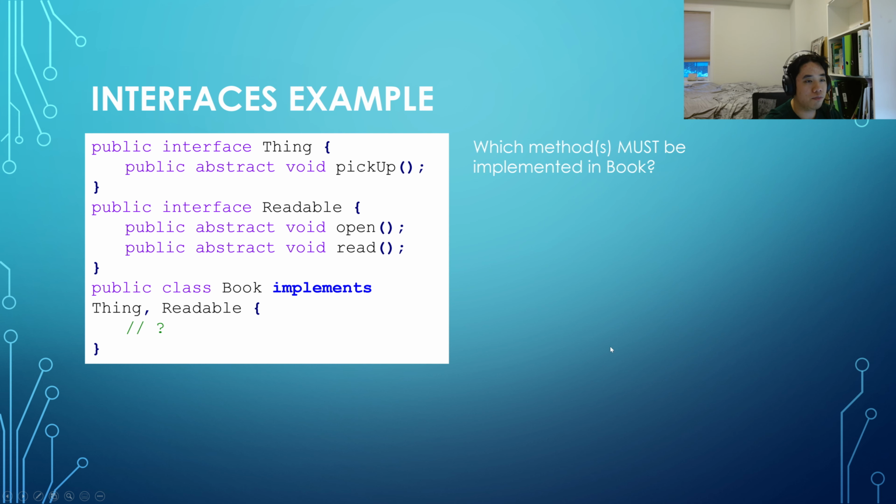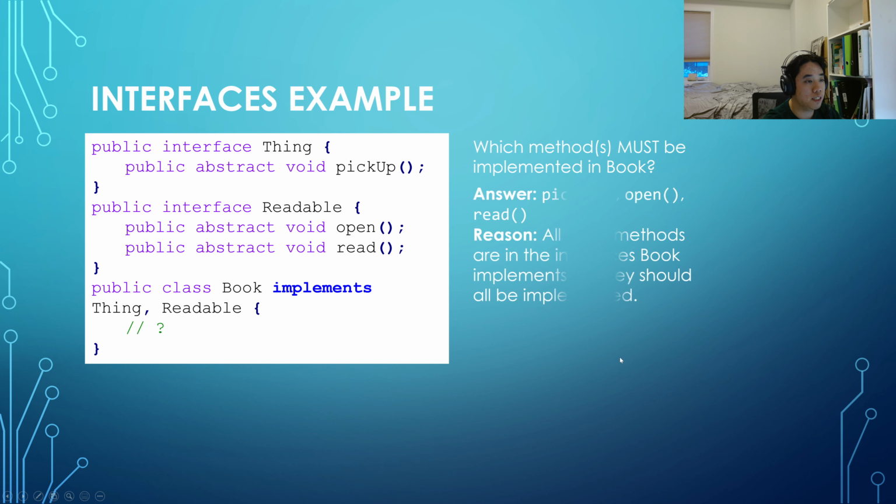Here's an example of how we implement multiple interfaces. Now, a very easy question would be: what methods must be implemented in Book? If you look at the class Book, it implements both Thing and Readable. So in this case, if you look at both interfaces, they all have methods that are required when we implement these interfaces. So we actually need all three methods. That would be pickUp, open, and read. So here you go.